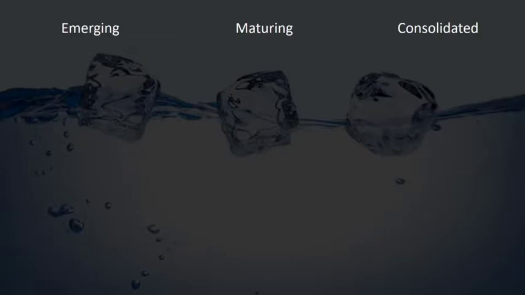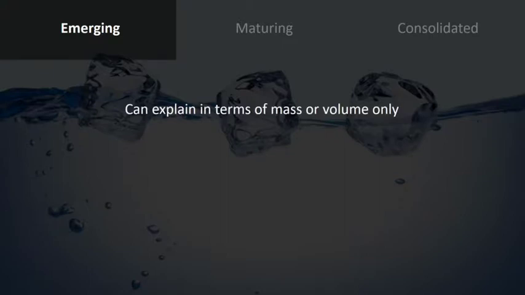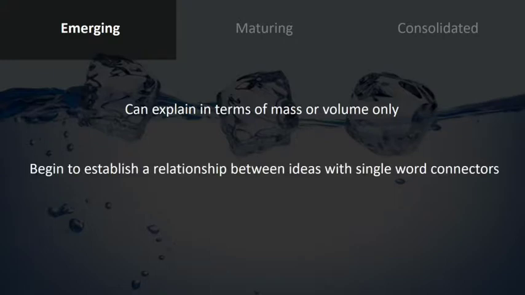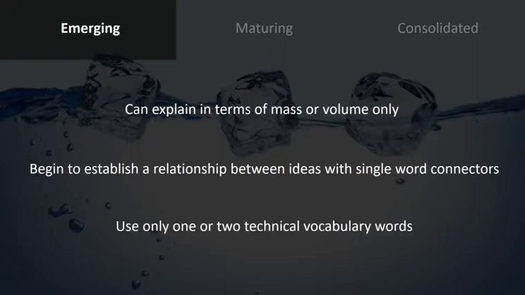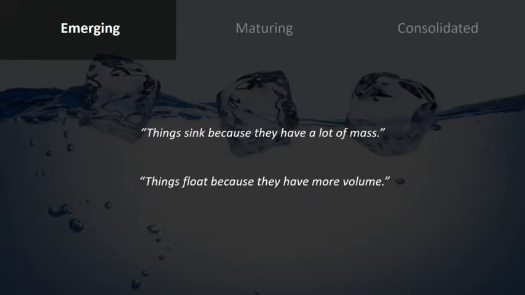Next, we'll see a range of anticipated student responses that differentiate the three levels for both the science and language learning goals. At the emerging level for their science understanding, students can explain why things sink or float in terms of mass or volume only. At this level in language, they begin to establish a relationship between ideas with single-word connectors and use only one or two technical vocabulary words.